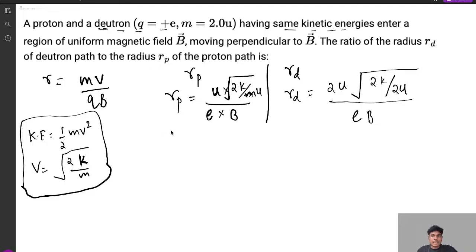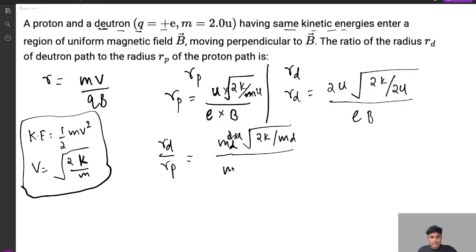Okay, the ratio RD upon RP is asked. The value is 2 m_d root 2K by m of deuteron upon, and here we can also say mass of deuteron upon mass of proton upon root QB. Cancel out these two terms. QB is constant for both the particles. So from here, mass of proton upon 2K upon mass of proton.